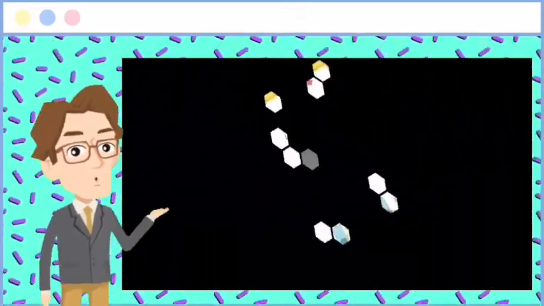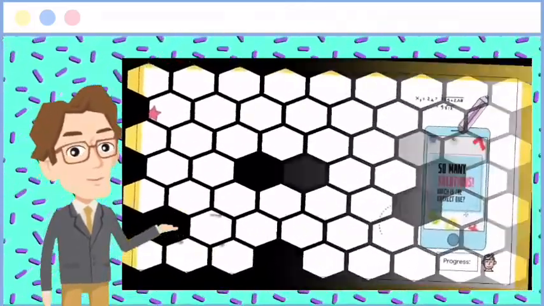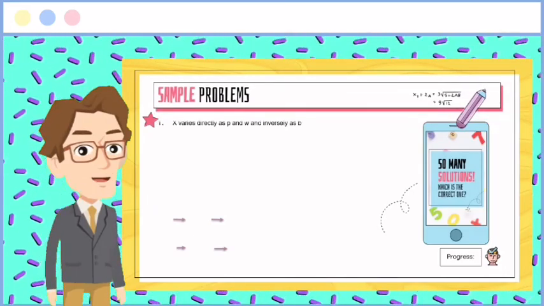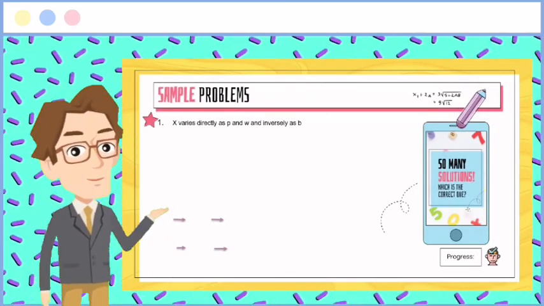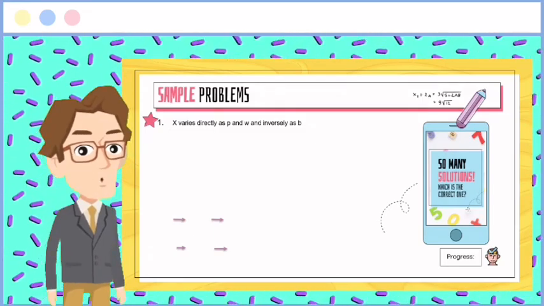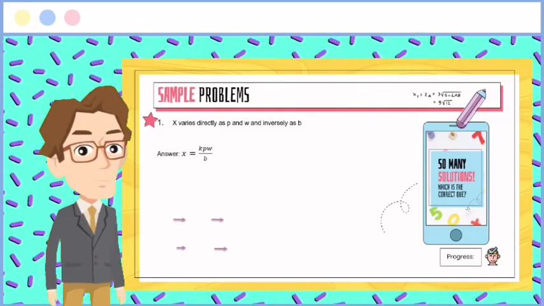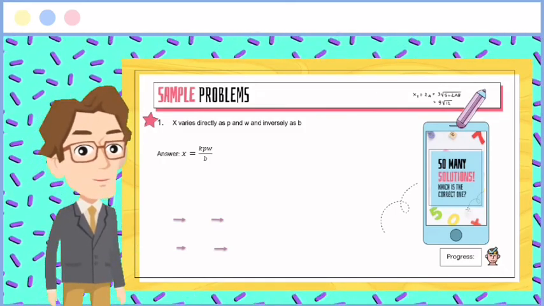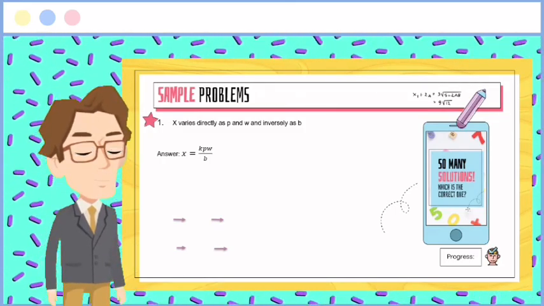Now, let's see the sample problems. x varies directly as p and w and inversely as b. So our answer will be x is equal to constant of variation multiplied by p and w over b.